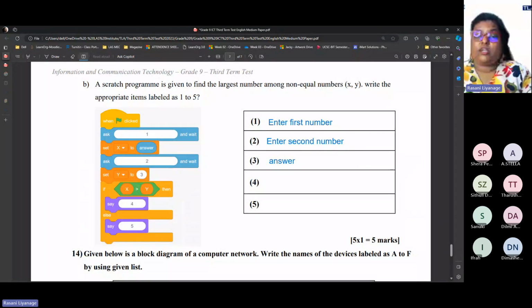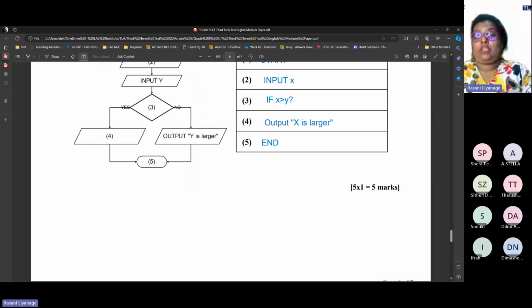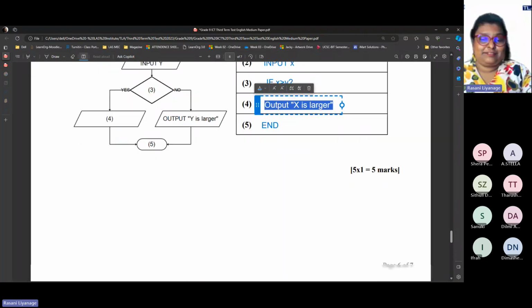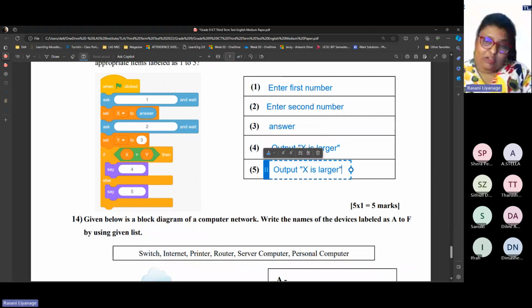The answer that you are getting would be assigned to y. When x is greater than y, fourth one should say output x is larger. Copy and paste in. And for fifth output, y is larger.